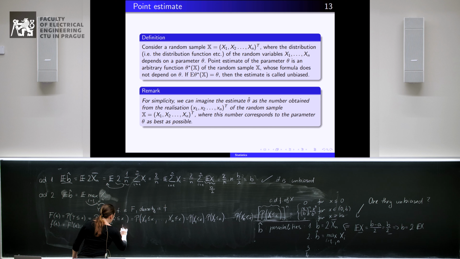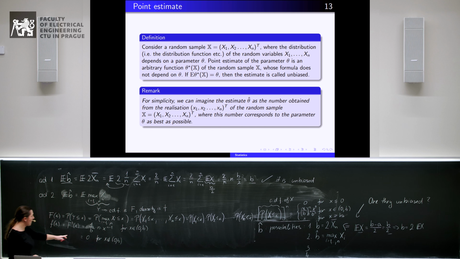This is, of course, for x from the interval from 0 to b, and it is equal to 0 for x out of this interval, because out of this interval it is the derivative of 0 or 1 respectively. So the derivative of a constant is equal to 0.